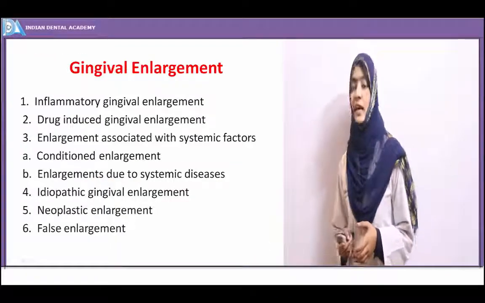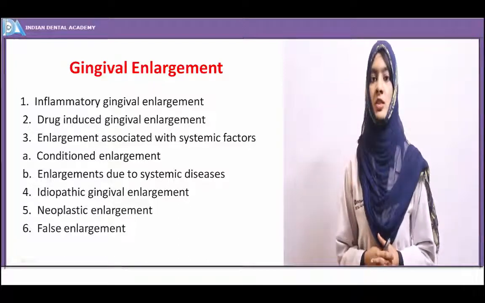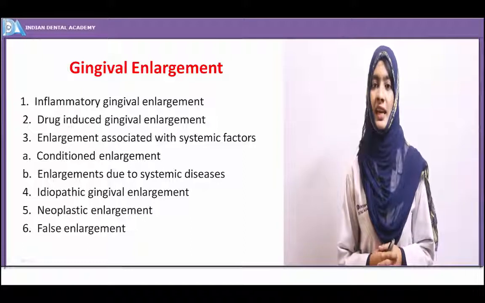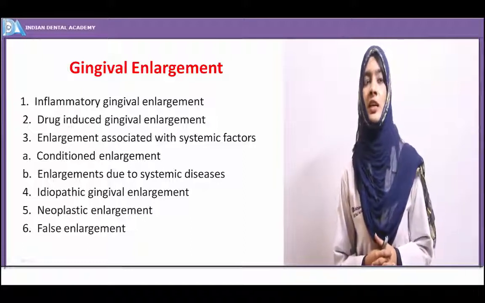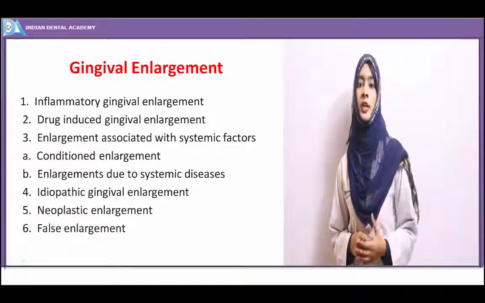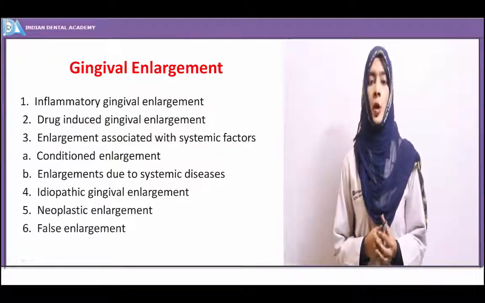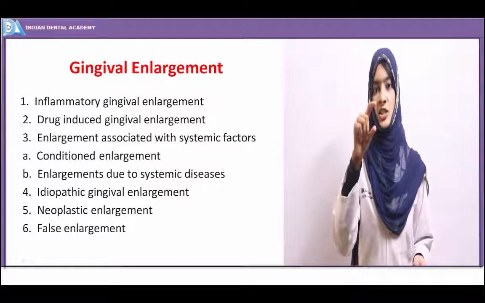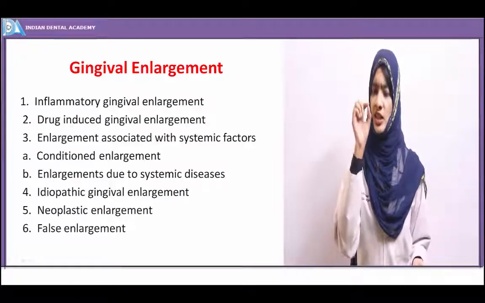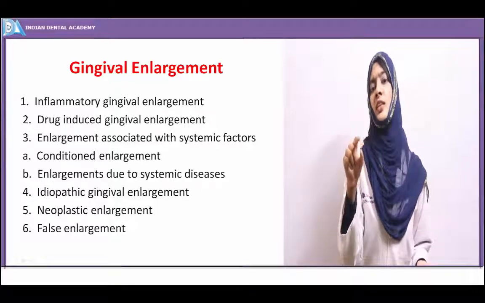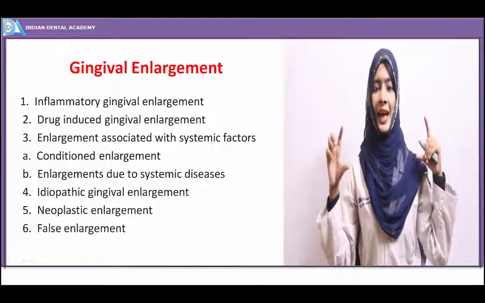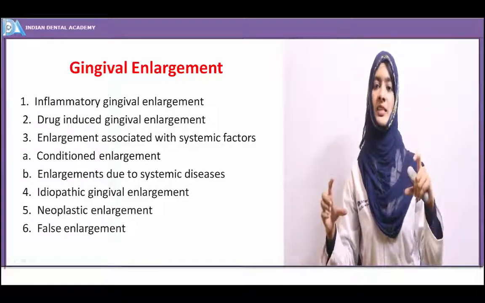Okay. Now we'll see the gingival enlargements. So why is gingiva enlarged? Gingiva is enlarged normally because of either the inflammatory process or any of the following etiological factors. Normally the marginal gingiva and the attached gingiva are present, and the interdental papilla fills out between the interdental surfaces of the teeth. So that denotes the healthy periodontium or the healthy gingiva.